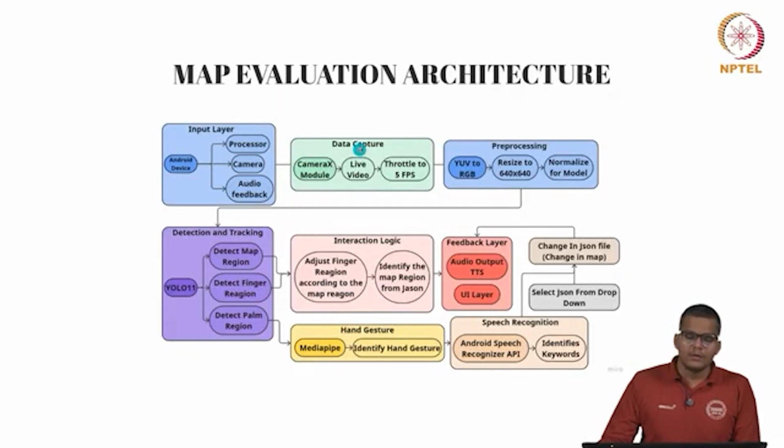We are processing at the rate of 5 fps, 5 frames per second, to reduce the load on the processor and to reduce the latency. The CameraX module delivers the live video, and then we filter out every fifth frame and process it. For processing the frame, we pre-process it: we convert the standard YUV raw image that the CameraX module gives us to an RGB image. Then we resize it to 640 by 640 pixels.